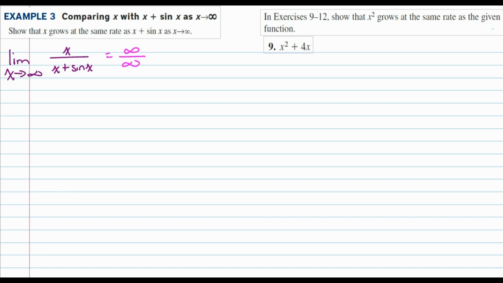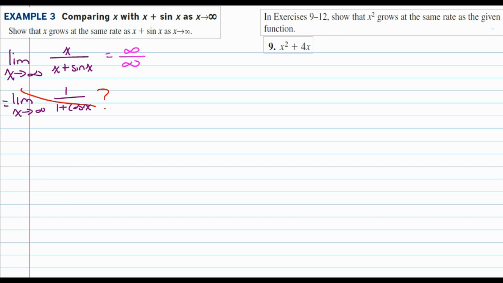Alright, so let's use L'Hopital's. The limit then as x approaches infinity of 1 over 1 plus cosine of x. Well, cosine of x as x approaches infinity is going to fluctuate between -1 and 1. So it's kind of hard to come up with a conclusion about the denominator here. That is a big question mark.